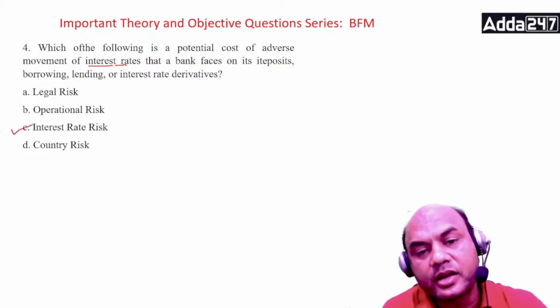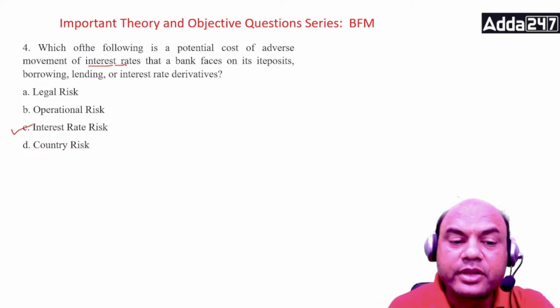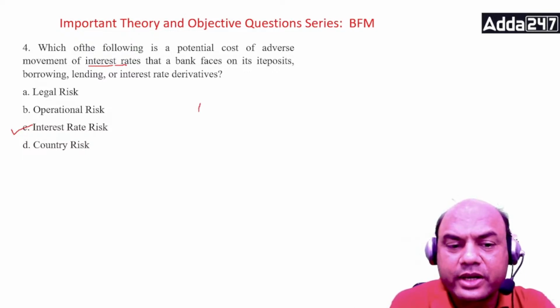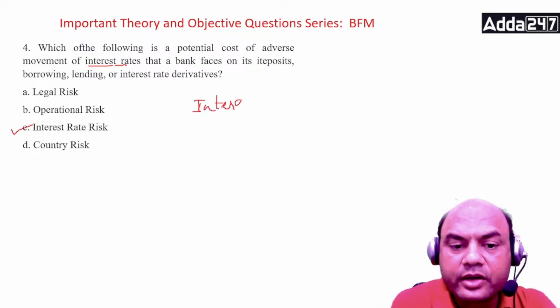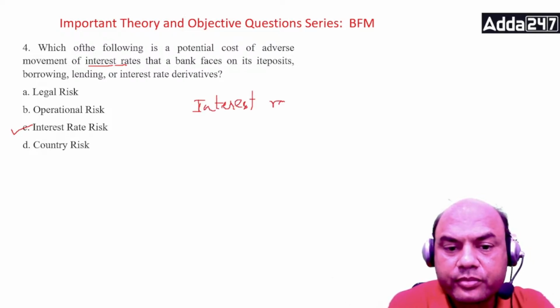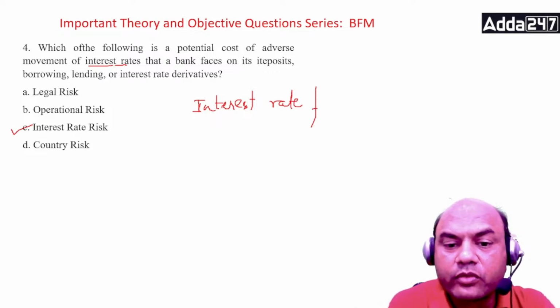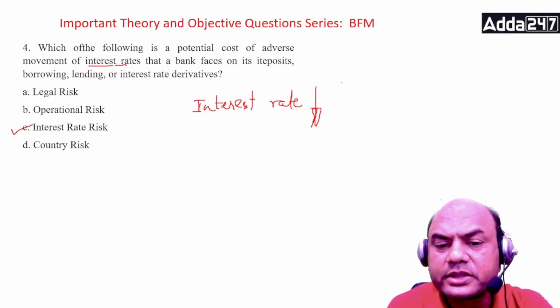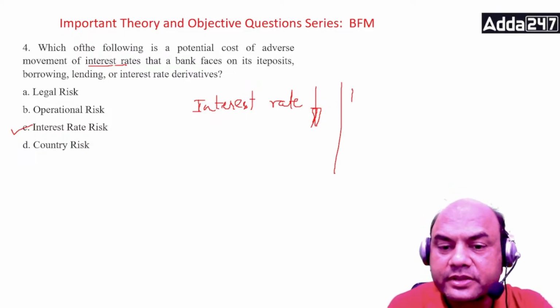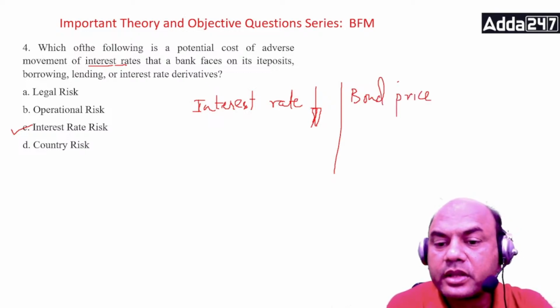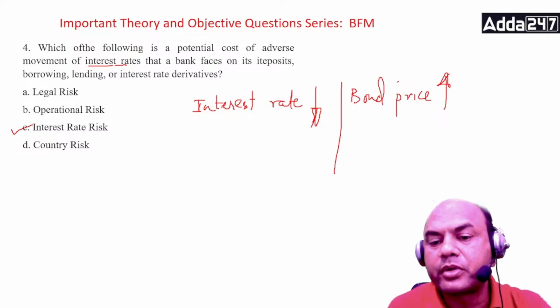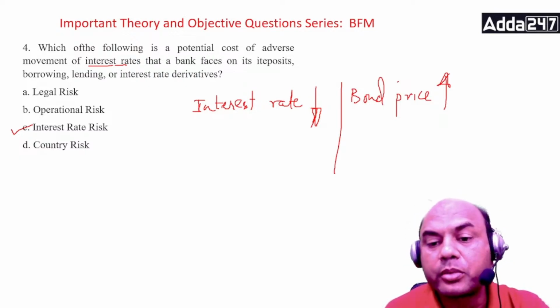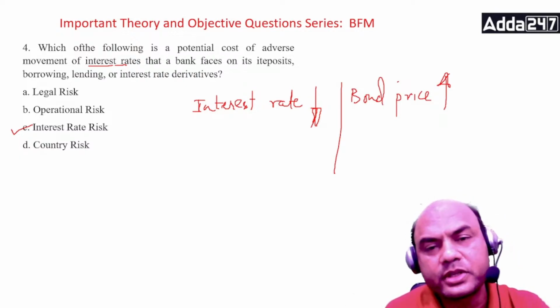What do you mean by interest rate risk? If the interest rate goes down, see, our logic is very clear. Then what happens because of this? What is the difference? See, our first thing is that the bond prices go up. Very important. Interest rate down, bond prices up. The prices of the bond will jump like anything.